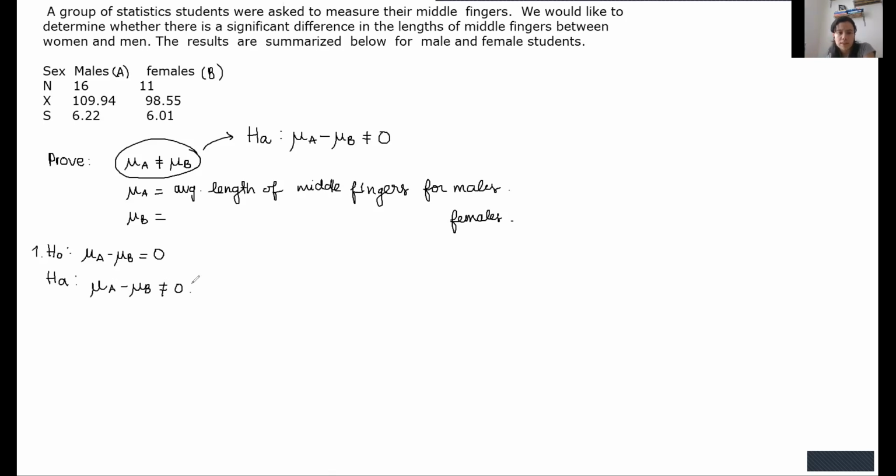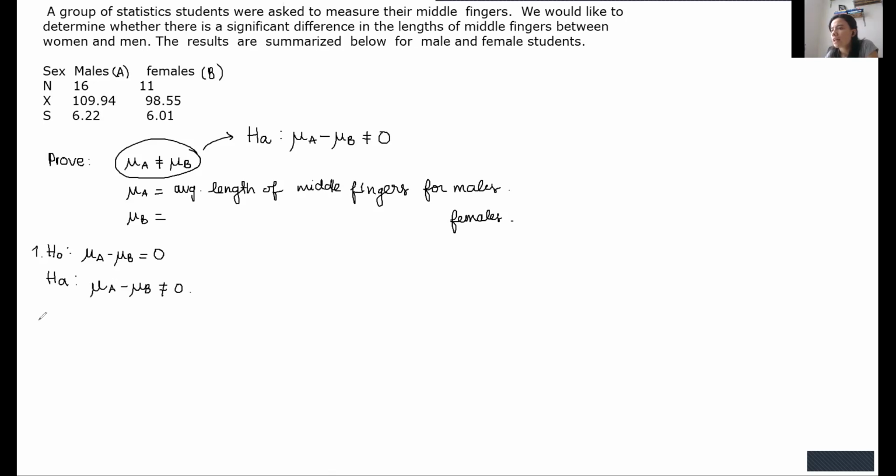Does everybody understand this? Can I see a show of hands for those of you who do understand this? Okay, do I have any questions? No questions? Okay.